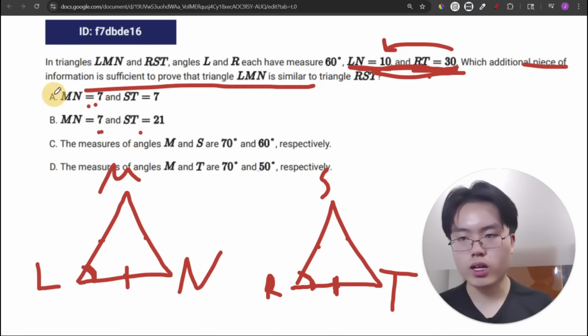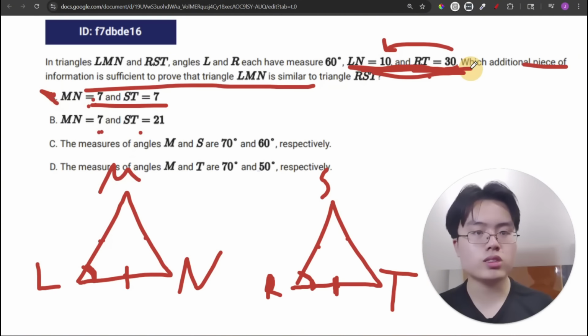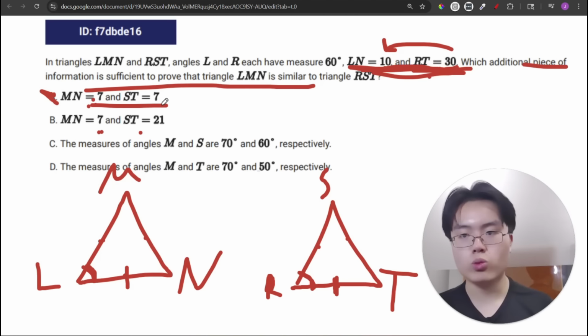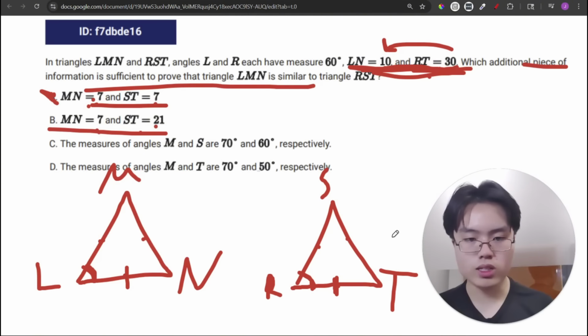So right away you eliminate A, because this should be 3 times greater than this one, but this is the same. That's not good. We need to be consistent. Since this is 3 times greater, we need to have the same proportion between the sides. This one is 3 times greater, but it's only MN and ST. That's not good enough. We need all 3 of them. Again, just knowing 2 of them doesn't automatically mean the third one is proportional. So we can eliminate B. It has to be C or D. Now let's read C. The measures of angles M and S are 70.